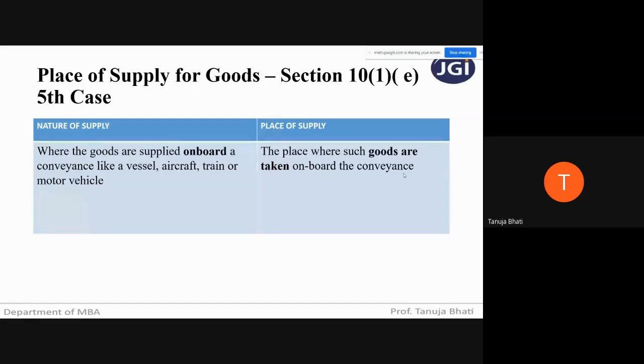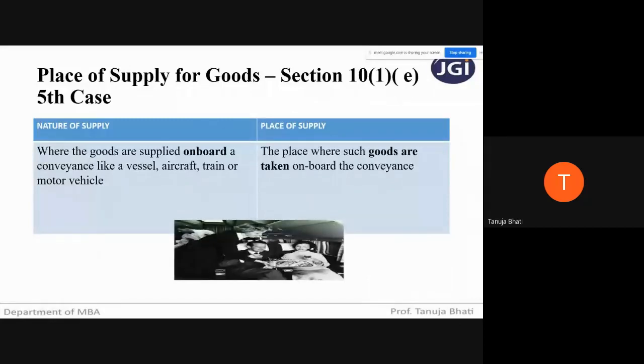So what is the location you're going to consider for those goods? It is going to be the place where such goods are taken on board the conveyance. See, many a time in flight, many goods are being served to the customers. So let us understand what the place of supply is with the help of an example.